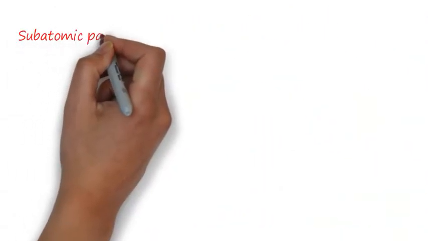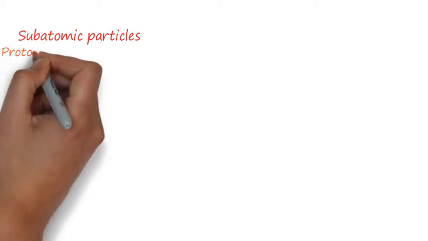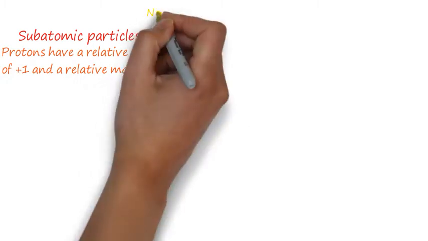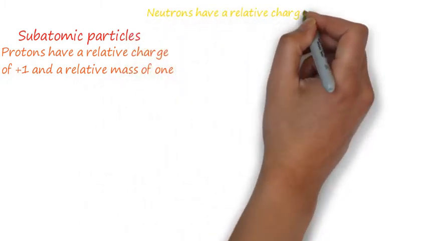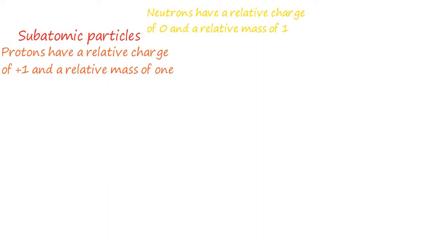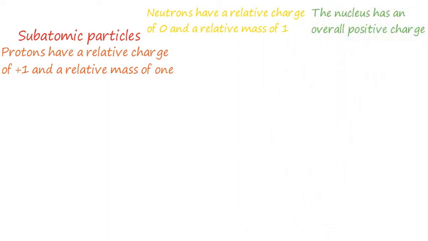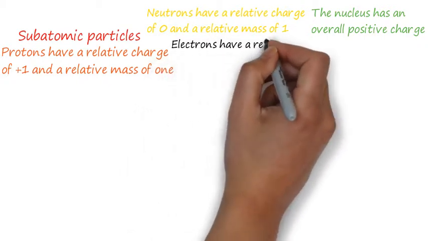Next, we are going to look at the subatomic particles and what is meant by ions and isotopes. Protons, neutrons and electrons are called subatomic particles. The proton is positively charged, with a relative charge of +1 and a relative mass of 1. Neutrons have no charge and so have a relative charge of 0, but a relative mass of 1. The nucleus has an overall positive charge.